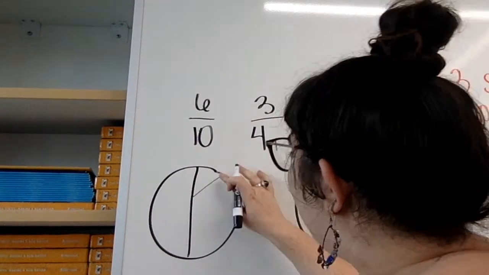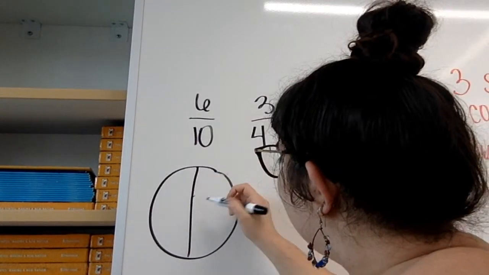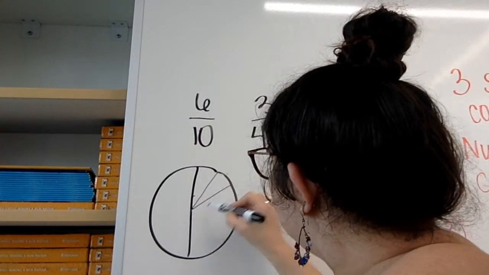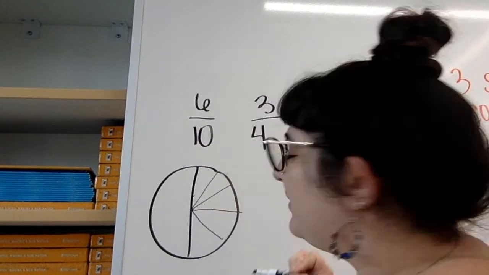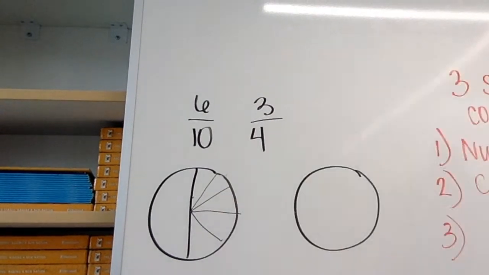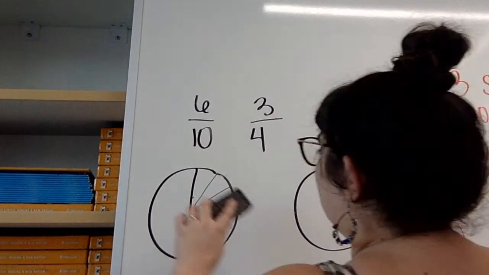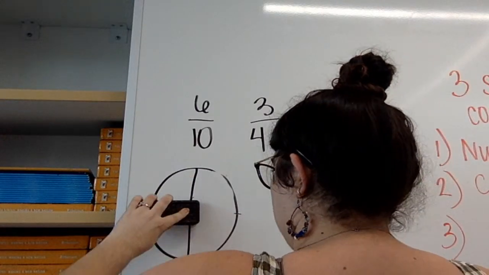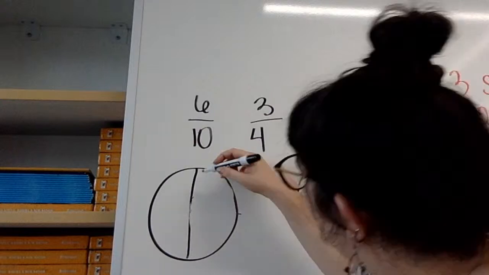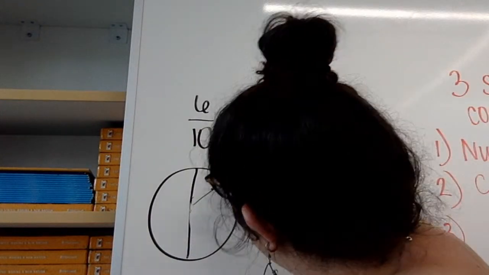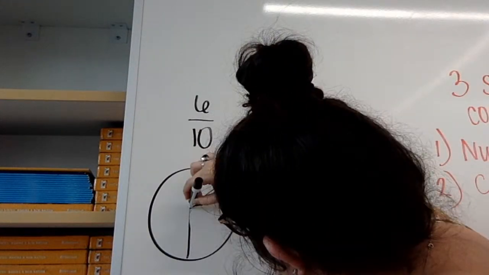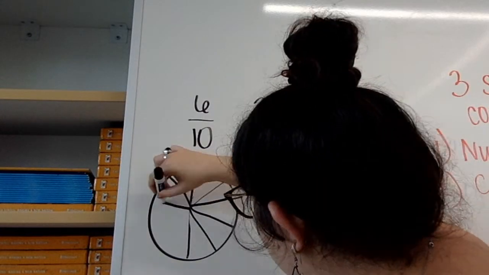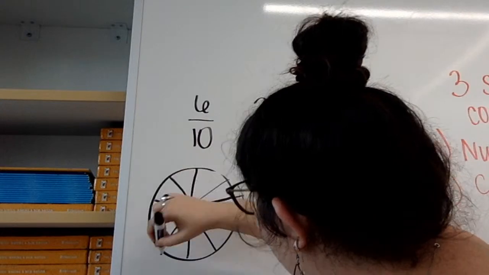And as a good mathematician, I'm always going to double check and double count my work, okay? So there's 1, 2, 3, 4, 5. Those aren't super equal, so I might try again to make it a little bit more equivalent, so that they're split up into equal parts. So let's try this again. 1, 2, 3, 4, 5. 1, 2, 3, 4, 5.